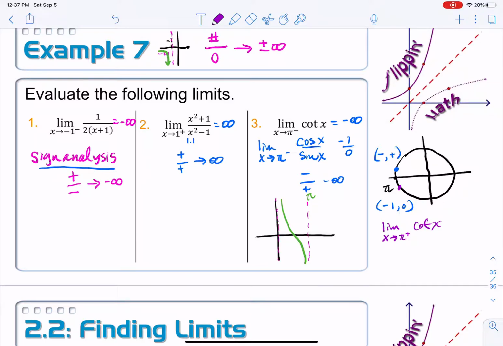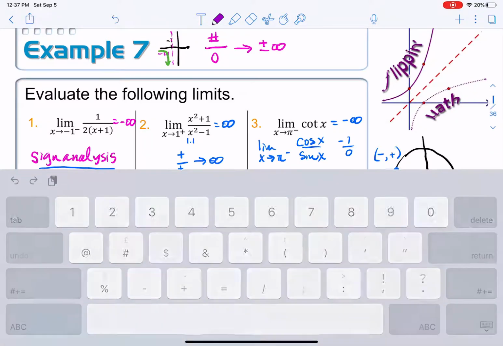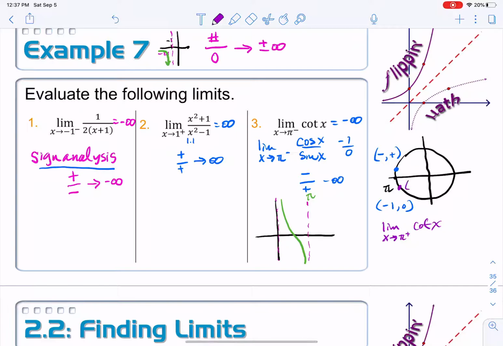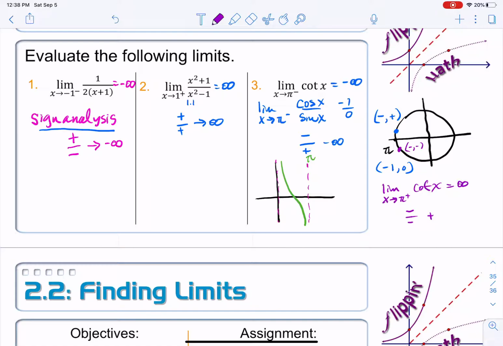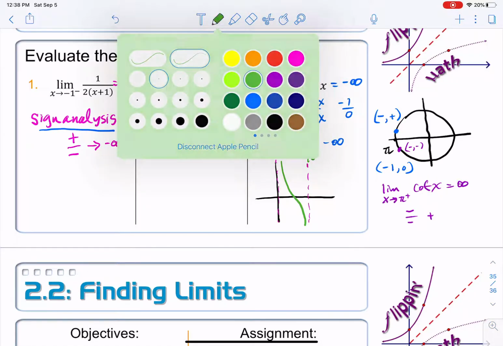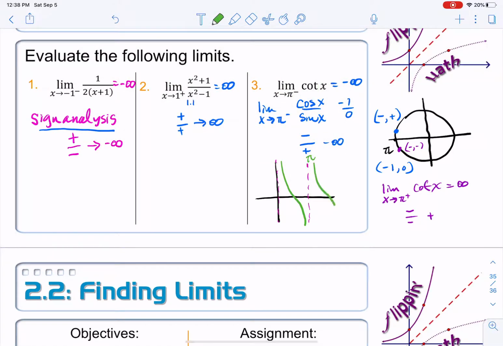And then this time, with my purple crayon, a number that's bigger than pi. This time it's going to be in quadrant 3. And in quadrant 3, my xy coordinates would both be negative. So this time I would have a negative divided by a negative, which is a positive number. So this one should be shooting to positive infinity. So think about the graph. The next branch of the graph on cotangent would be just the same exact kind of thing over and over again. And we can see on the right side of pi, it does shoot up to positive infinity.